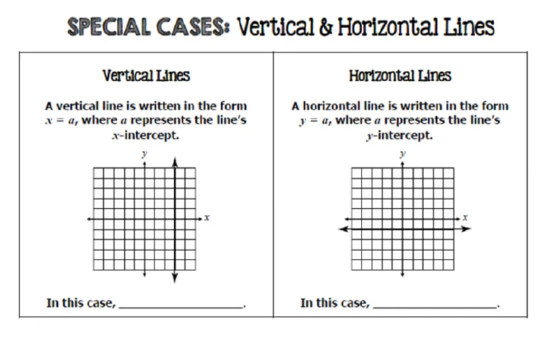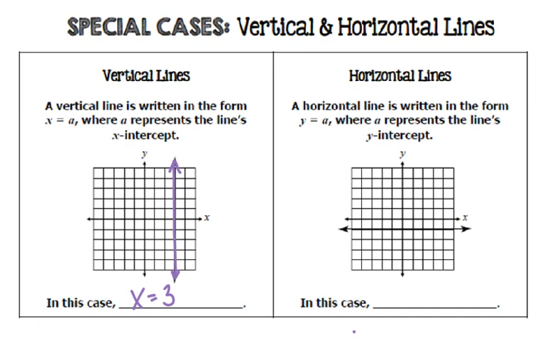So vertical lines. A vertical line is written in the form x equals a, where a represents the line's x-intercept. So that's where it crosses the x. So we've got this line here. That's a vertical line. And so with vertical lines, we always write x equals, and then wherever it's going to cross the x. So here it's crossing the x at 3. So the equation of that line is x equals 3.